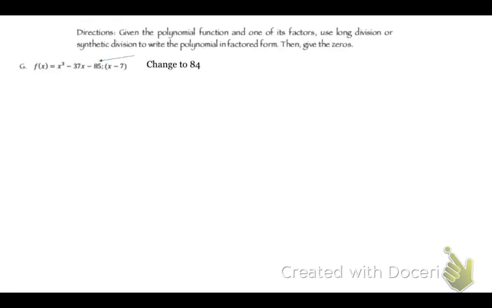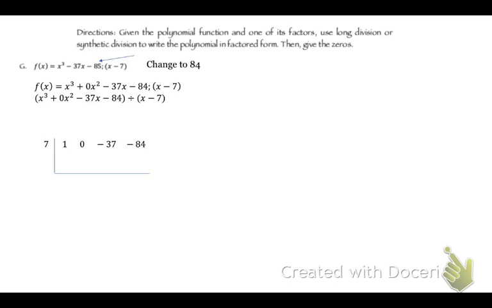Okay, let's do this one. Change that to 84. That was supposed to be 84, not 85. My bad. So then we don't have an x squared, so we're going to plug in a 0 for where that x squared is. That's going to be 7 on the outside, 1, 0, negative 37, and negative 84.